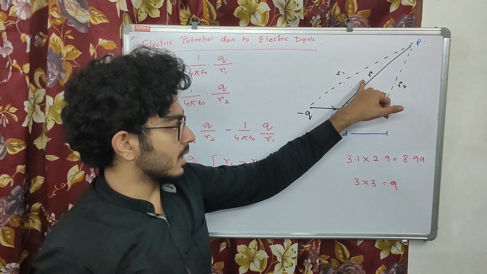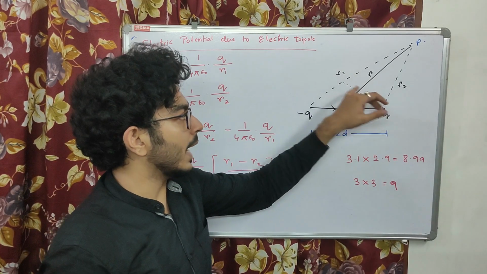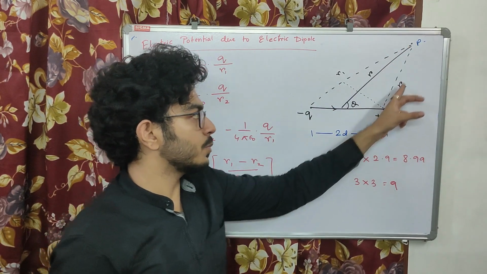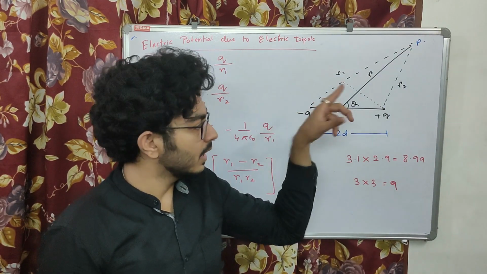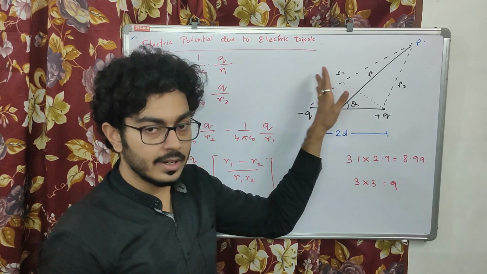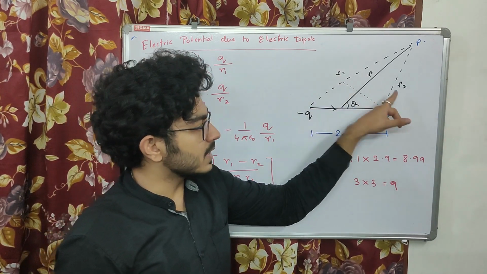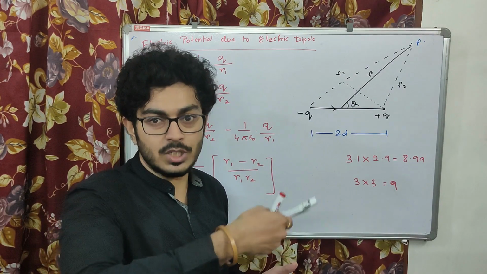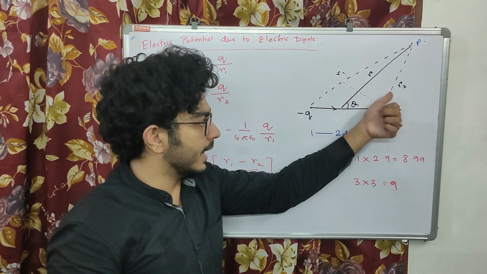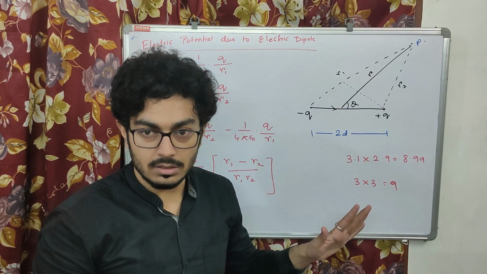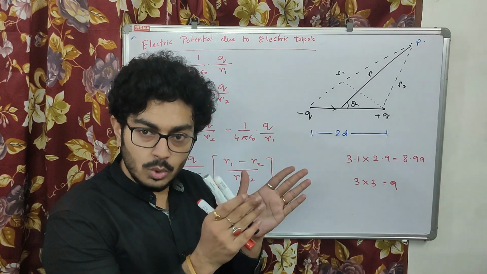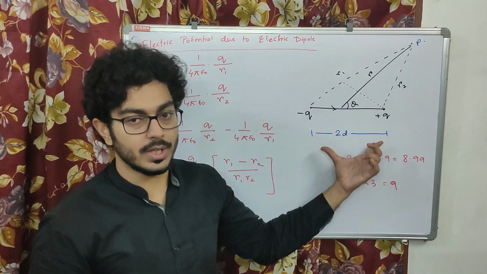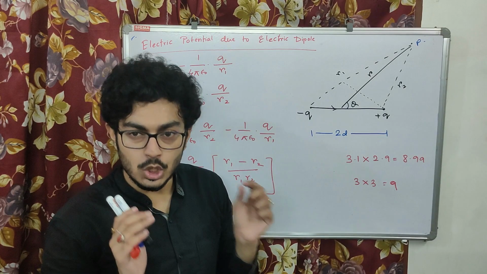See, this is r, this is r2 and this is r1. From this point, this is r1, and from this point, this is r2. Why I have drawn this dotted line, I will explain. So r1 is a bit more than r, and r2 is a bit less than r. So they are very close. This is a short dipole. You are seeing this as quite a big distance, 2d, but actually it is not. It's a very short dipole.